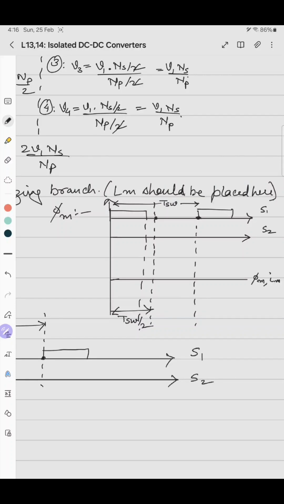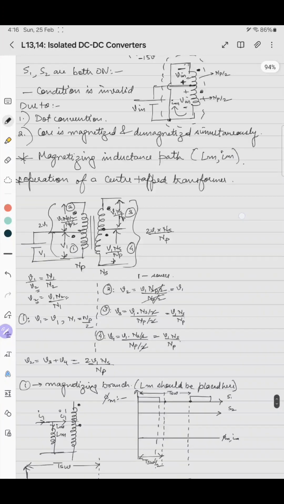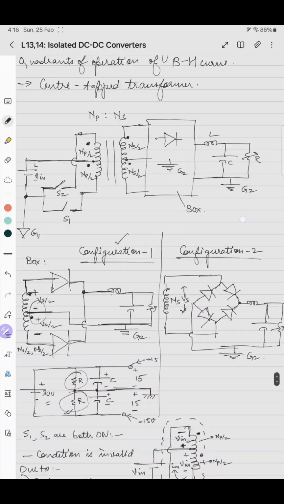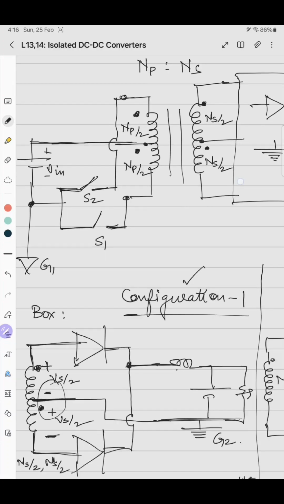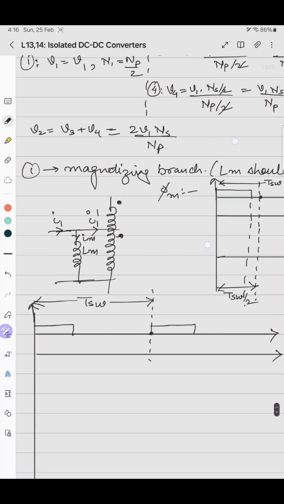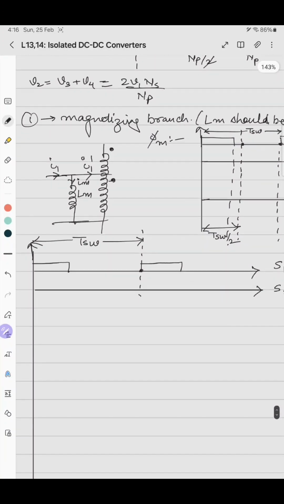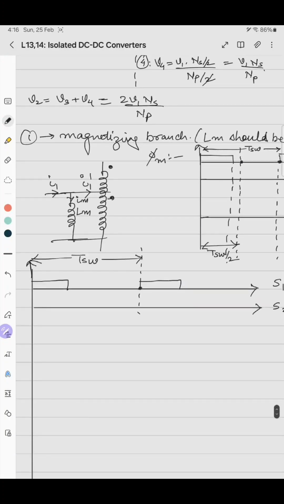Initially, first we have to see what will be phi m and Im when both the switches are turned off. If both the switches are turned off, how will the magnetizing current be? So say this is the converter. Both the switches are off. There is no current flowing through this branch. Both are open.